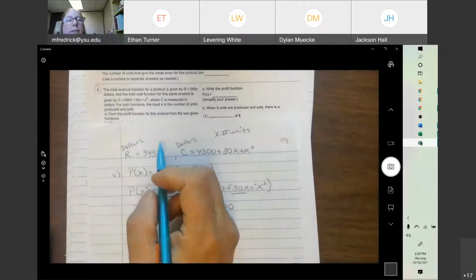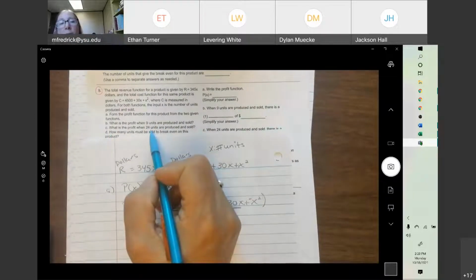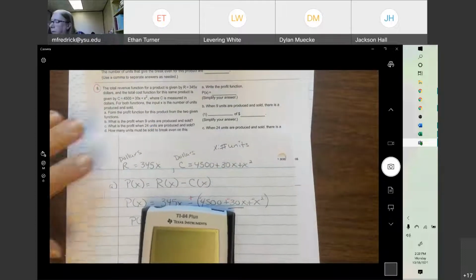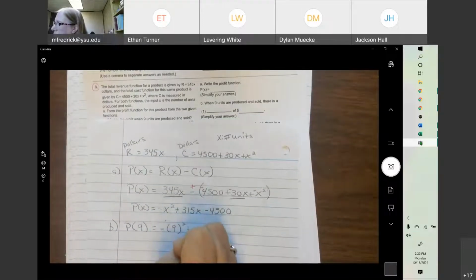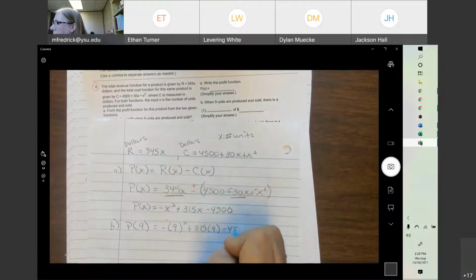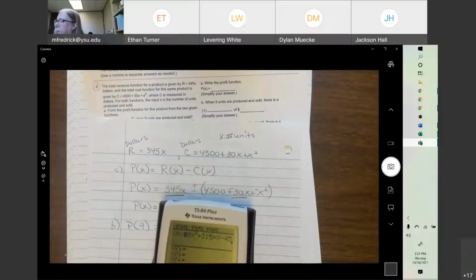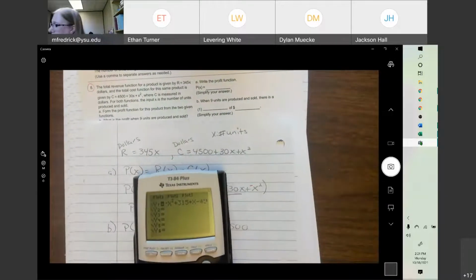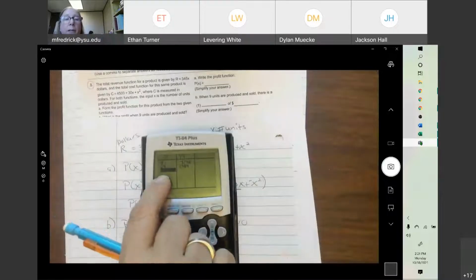Now notice they're asking two questions that are the same. What's the profit when 9 units are produced and sold, and what's the profit when 24 are? When you have more than one to plug in, you can still plug it in. You could go for 9: negative 9 squared plus 315 times 9 minus 4,500. And you could do it that way. Or you could plug your equation in here, negative x squared plus 315x minus 4,500, and then you don't have to graph it. You just go to your table, second and table, and you plug in your 9, and the other one was 24, and it gives you the values.